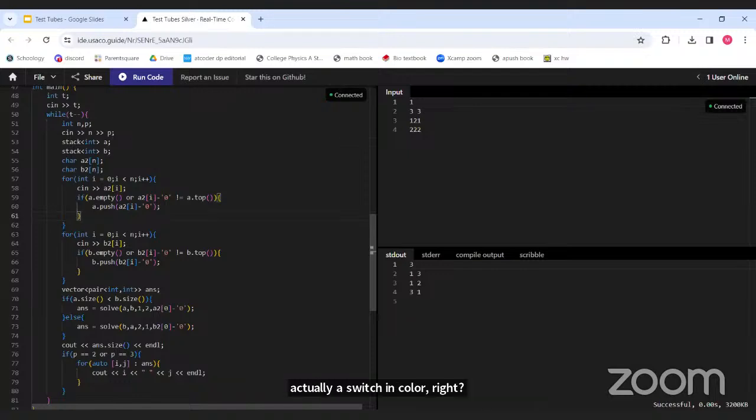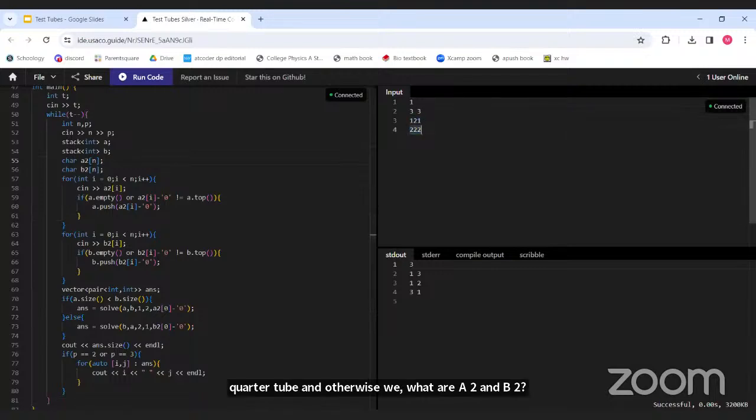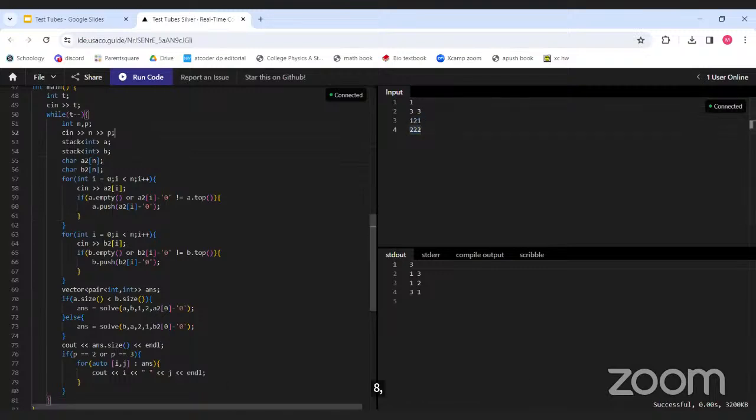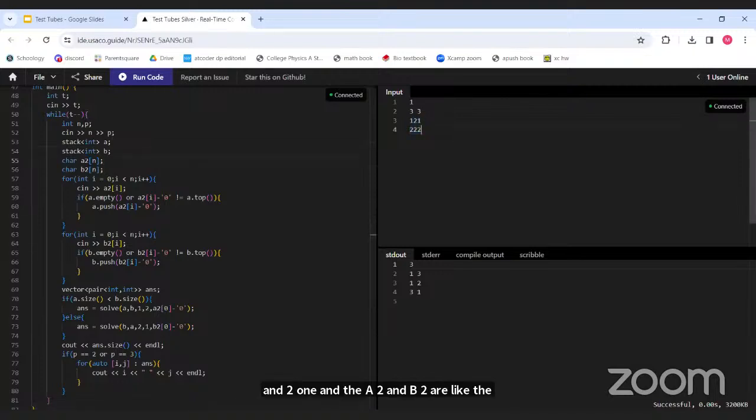So if tube A has fewer switches, then we treat it as the shorter tube, and otherwise. What are A2 and B2? A2 and B2 are just the character strings in there, and A and B are the stacks of things that I do. Remember how I said earlier, we don't actually care how many 1s or 2s are in a row. It's functionally equivalent to 1 1 or 1 2, right? So the stacks are just 1 2 1 2 1 2 or 2 1 2 and 2 1, and A2 and B2 are the actual input values that they give you.